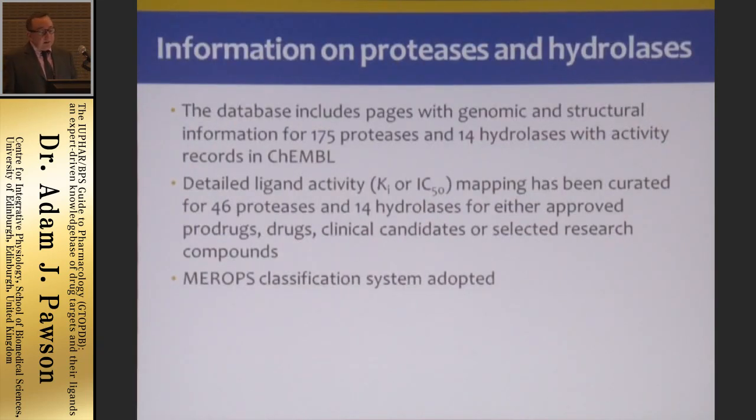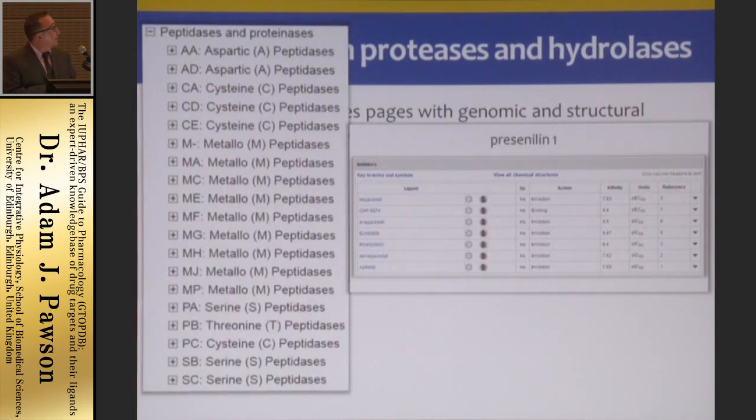As I mentioned, we also provide information on proteases, so 175 proteases and 14 hydrolases that have activity records in ChEMBL, along with detailed ligand activity mappings for 46 of those proteases and 14 hydrolases with either approved prodrugs, drugs, or clinical candidates. And we've classified them in the database according to the MEROPS classification system, which is shown down here. And this is just an example of the presenilin-1 inhibitor page for all the inhibitors that we now have in the database for presenilin-1.